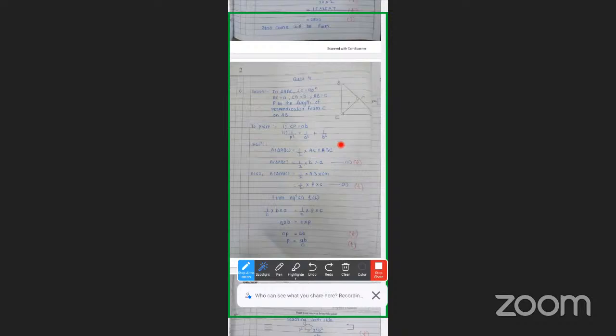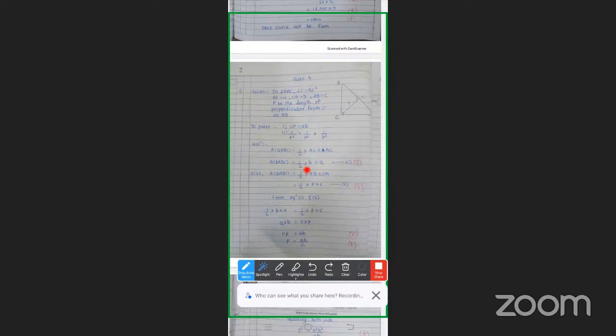So we know that if it is a right angle triangle, the area of that right angle triangle is half into base into perpendicular height. So we have to write: area of triangle ABC is equal to half into AC into BC, correct? Half into AC into BC. AC is replaced by the value b and BC is replaced by a. So we get the first equation, area of triangle ABC is equal to half into b into a.